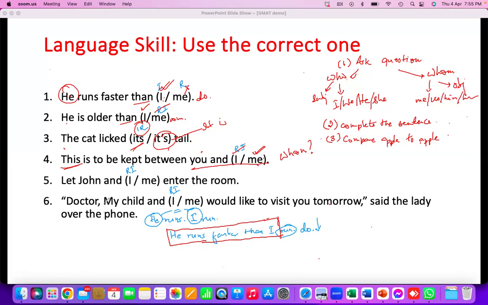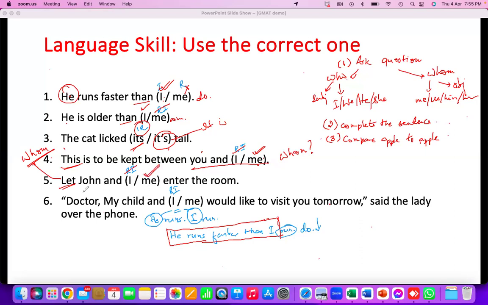Let John and I or me enter the room. Now this is tricky a bit because let is a verb which empowers third person, somebody else, and you seek permission from that person. That's why you use let, isn't it? Let me go, let me work. So here if you ask question, it would be whom will you allow to enter the room? Since question has whom, answer needs to have me.